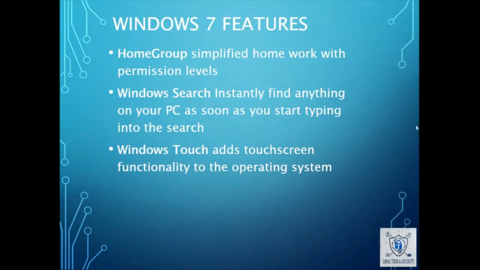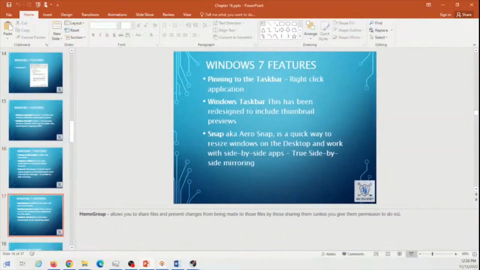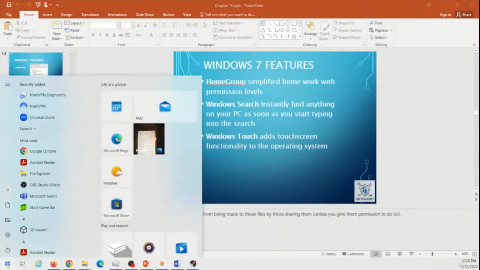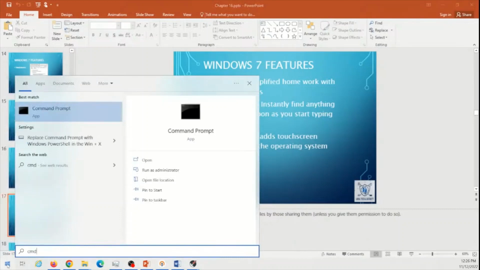Then Windows Search came along. Windows Search instantly finds anything on your PC as soon as you start typing into the search. जैसे ही आप start का button click करें, you could type anything and it would search over there. या तो आप folder के अंदर जाके, Windows 7 में भी ऐसे ही था, आप type करें, start करें, and then you can type in anything, it would search.